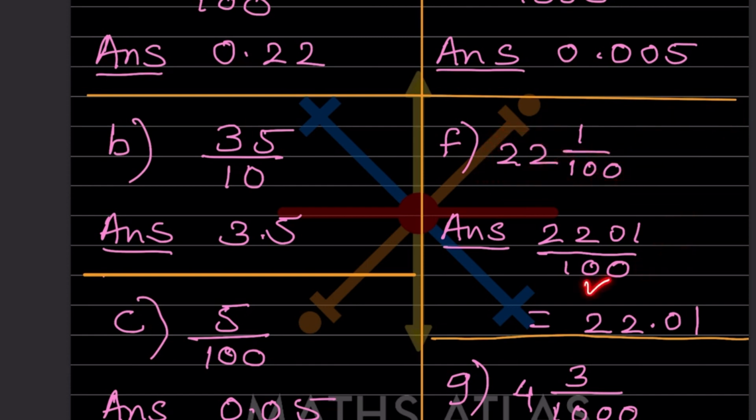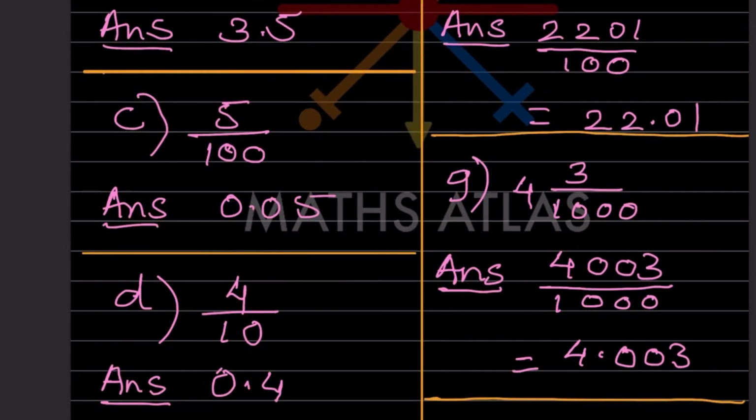Now see here, there are two zeros. So what will you do? With 2201, you go backwards by 2, so it is 22.01. Now look at here. This is 4 thousand, so 4000 plus 3 will be 4003, and this 1000 over here. There are 1, 2, 3 zeros. So you write 4003 and go backwards by 3 numbers and then put a decimal. So the answer is this one. Hope you got this one.